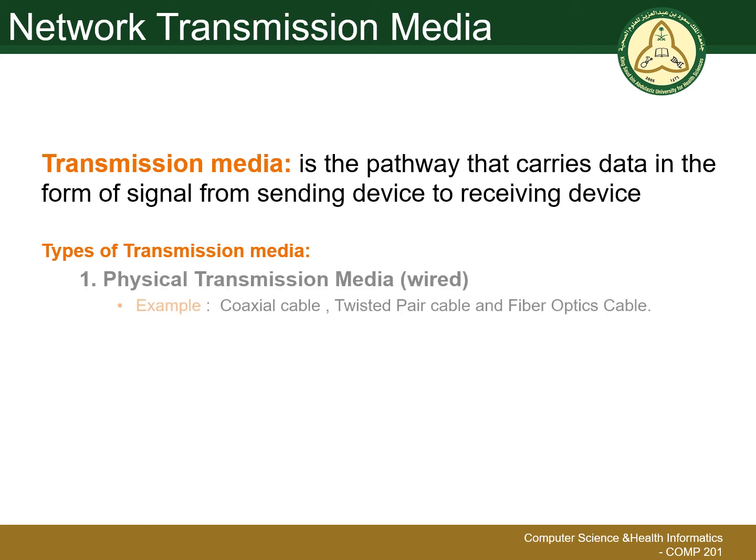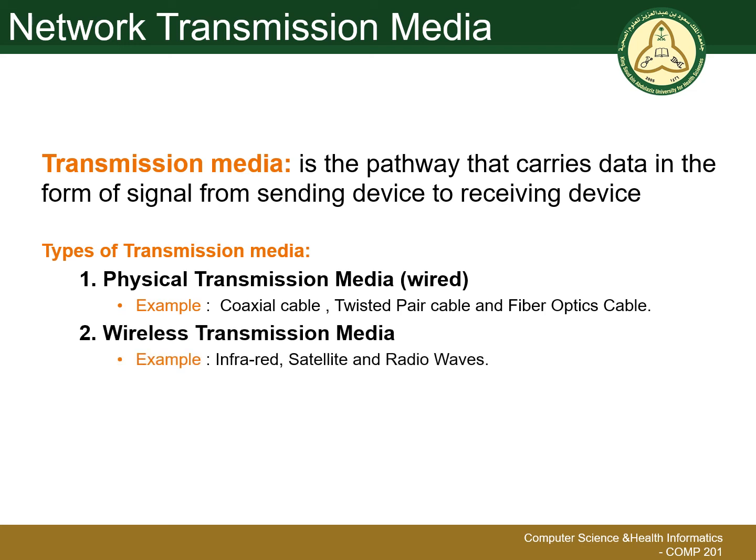Types of the transmission media: physical transmission media or wireless transmission media. In physical transmission media, we have different types: coaxial cable, twisted pair cable, and fiber optics cable. In wireless, we have infrared, satellite, and radio waves. Each one of them has advantages and disadvantages. We'll go over them now.